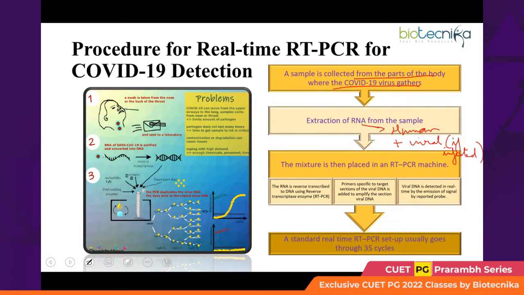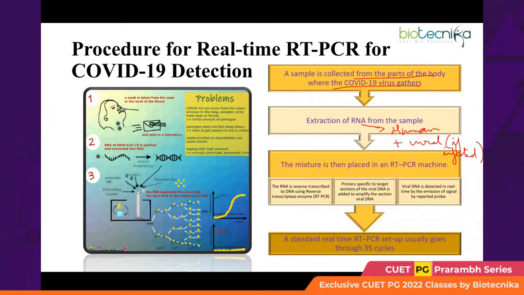Now, if we want to detect the virus, what primer shall we add? Shall we add a primer specific to the human RNA, or a primer specific to the viral RNA? We have to detect whether the person is infected with the virus or not. If a person is infected with the virus, there will be viral RNA present, because the genetic material of the COVID-19 virus is RNA. Yes, that's correct, Nishant. So we have to add a primer which will be specific for the viral RNA.